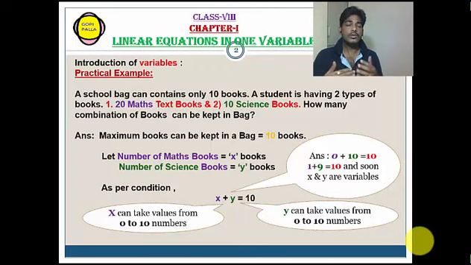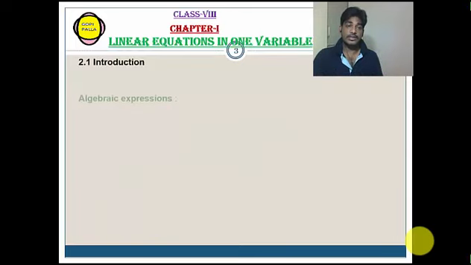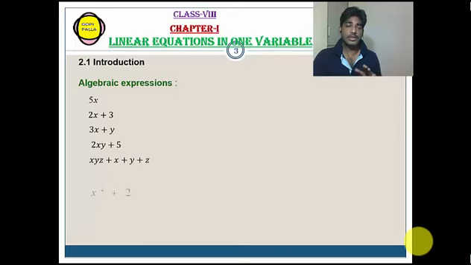Now we'll go to the next topic, what are algebraic expressions. Any values expressed in the form of a constant, 5 or 1 to infinity, multiplied with x, y, z, whatever the notation may be, are called algebraic expressions. So 5x is one algebraic expression. Similarly 2x plus 3 and 3x plus 5 are different algebraic expressions.